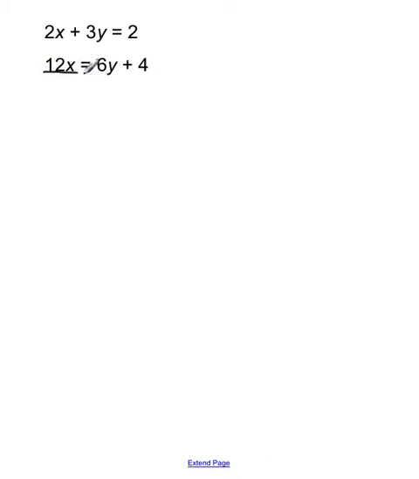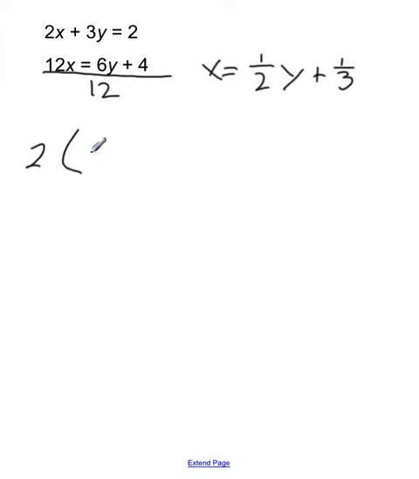If I divide everything here by 12, I'm going to get x by itself. And you can choose, it can be either one. So I get x equals 1/2 y plus 1/3. Starting to look a little scary, but it ends up being okay. Now I have to plug it into my first equation. I'm going to plug in for x. 2 times, instead of x, I write 1/2 y plus 1/3, plus 3y equals 2.